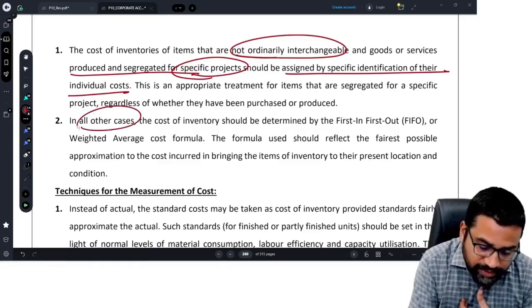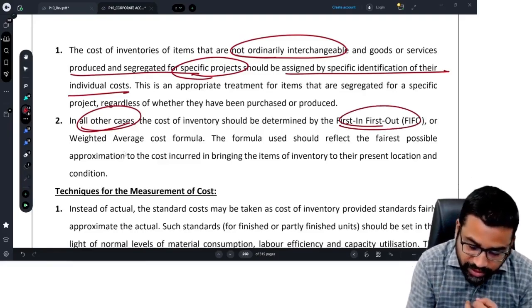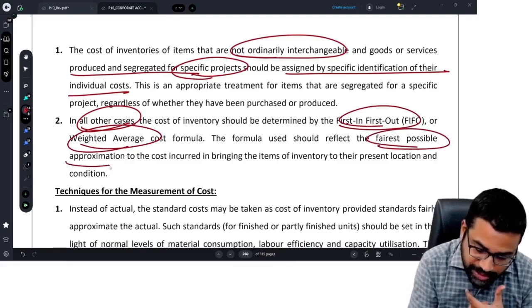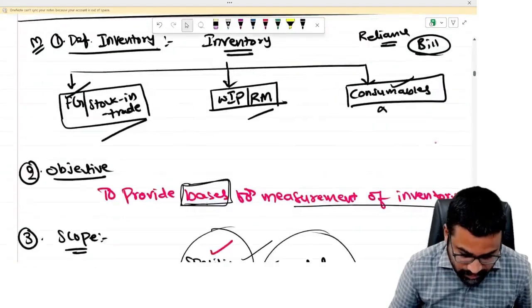Okay. In all other cases, generally, for example, in the factory where we do manufacturing, we follow either the FIFO method or the weighted average method. Whichever method gives the fairest possible approximation to the cost incurred, you follow that method. Okay.